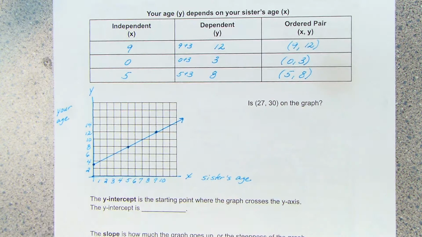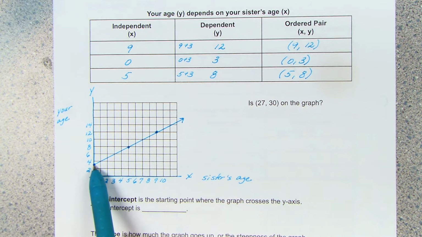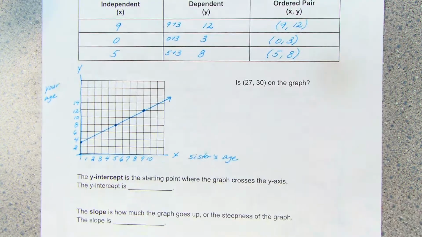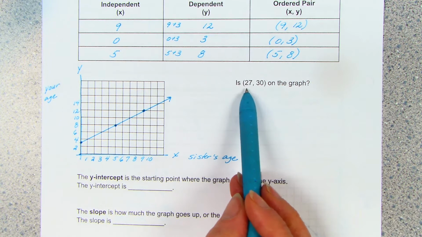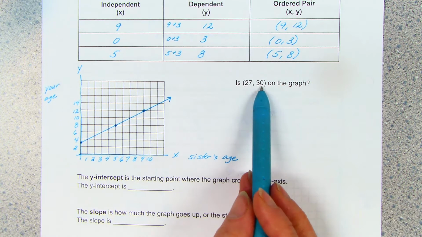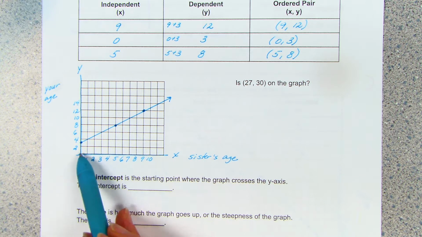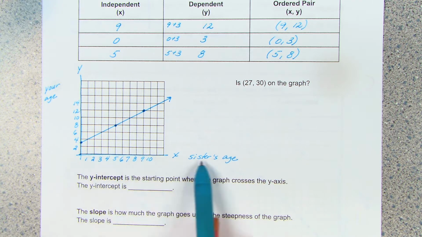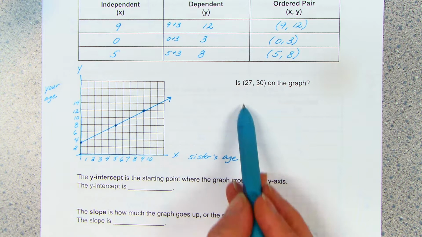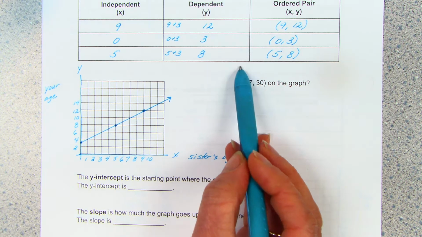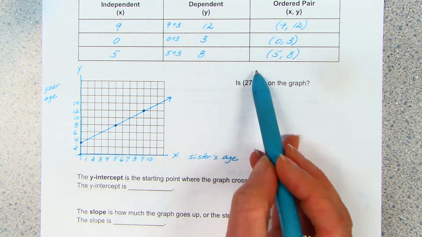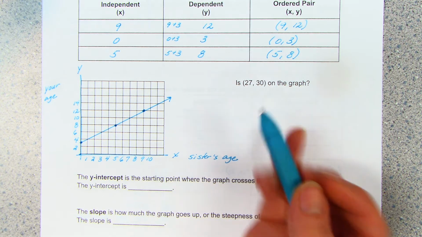Right? And we'll notice that this time it doesn't go through 0. Last time it went through 0, but this time it doesn't. So we'll talk about what's different about this. First, let's check and see if the point 27, 30 would be on the graph. That means that if I extended this out, if I go all the way over to 27, would my graph be at 30? It might even be further out. Would 27, 30 be on the graph?